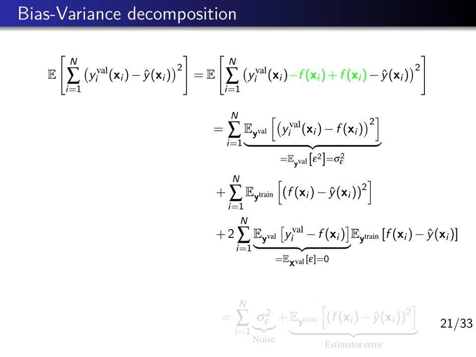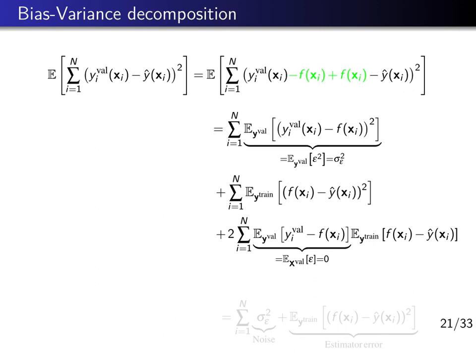The third term of the decomposition is also simple. It contains a multiplicative factor, which is the expectation value of the difference of the validation point label and the true function. But this difference is on average 0 because we use a Gaussian error model, and the mean of a Gaussian is 0. So since we don't have the square in this expression, but just the expectation value of the difference, this is 0, and the whole term disappears.